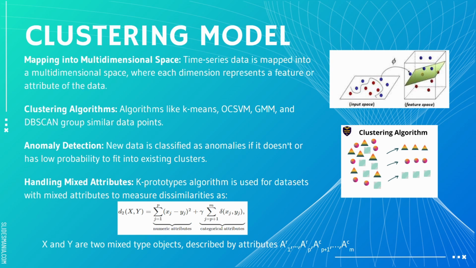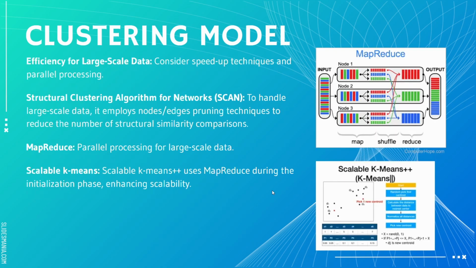And to address this, the K-prototypes algorithm was introduced, which measures the dissimilarity between mixed attributes, considering the numeric and categorical attributes. And this is the equation which measures the dissimilarity, where x and y are two mixed data types, and this is how they are represented. And also it's efficient for large scale data, as it can be used to speed up techniques, and parallel processing of data can also be done for faster processing among multiple machines.